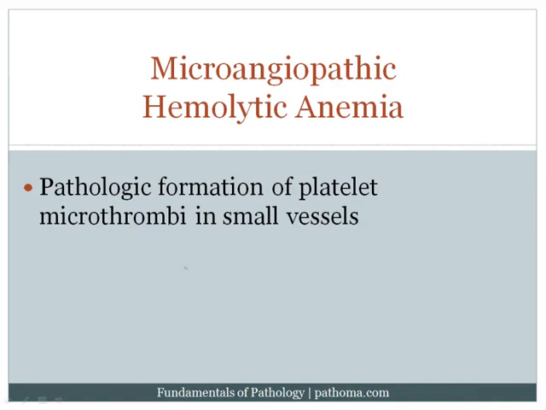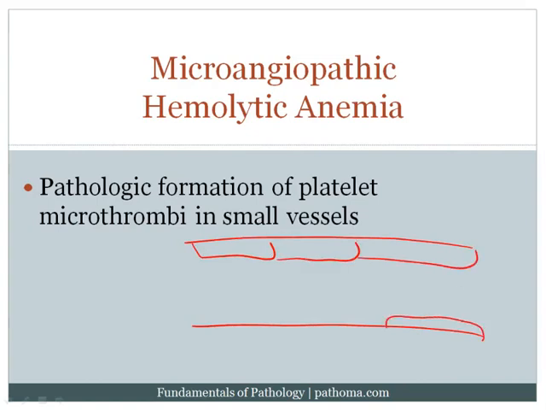Microangiopathic hemolytic anemia. Now, what does this mean? Microangio means small blood vessels. So we're talking about the small blood vessels. And of course, these small blood vessels are lined by endothelium. And then pathic means we've got a pathology in the small blood vessels. Microangiopathic, pathology in the small blood vessels. And that pathology is resulting in a hemolytic anemia.